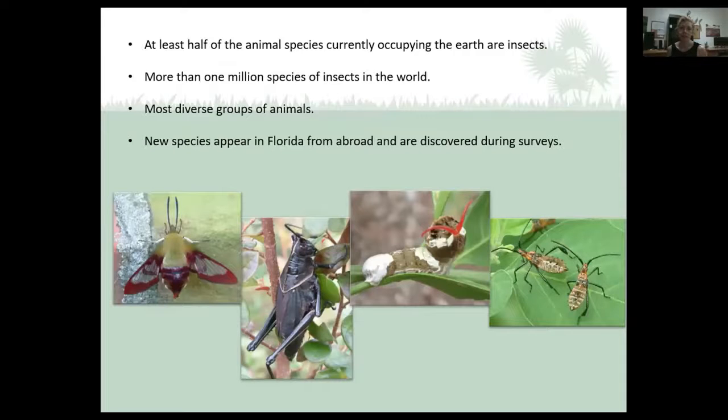Insects are the most diverse group of animals on the planet, totaling more than 1 million species of insects in the world, making up at least half of the total animal species on Earth combined. Florida is highly subject to the introduction of new species because of its tropical and subtropical system and the large scale of importation traffic from many regions. So that's why it's pretty important in this area that we learn more about insects.